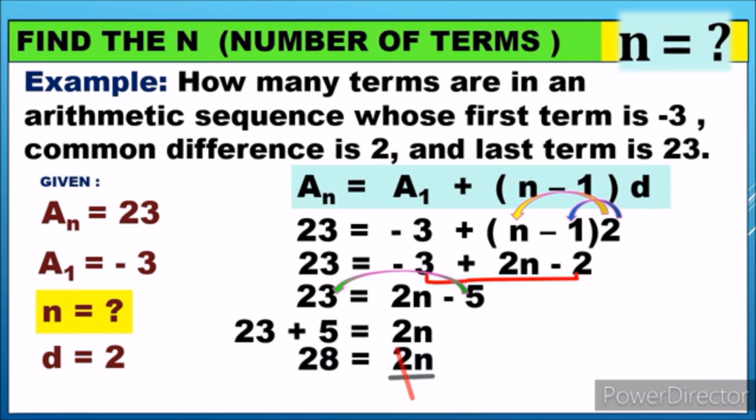And to solve for n, divide both sides of the equation by 2. So 2 divided by 2 is equal to 1, and we have now n. And 28 divided by 2 is 14. So the number of terms in the sequence is 14.